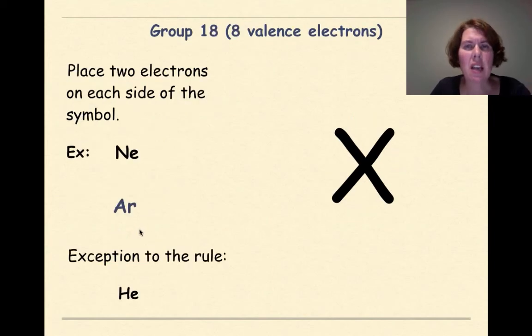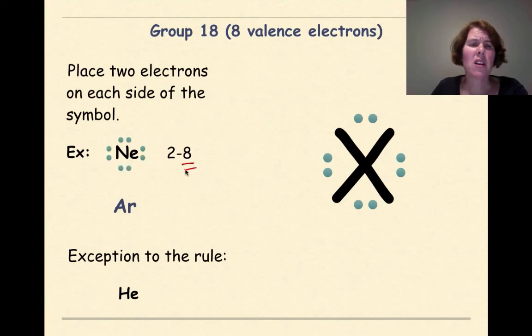Group 18, 8 valence electrons. This is great because the maximum number of dots that you can put around one of these symbols is 8. So each side is just going to have 2 electrons. So 1, 2, 3, 4, 5, 6, 7, 8. 2 electrons per side. Let's look at neon. Neon, 2, 8 valence electrons. Argon, 2, 8, 8 valence electrons in the end.